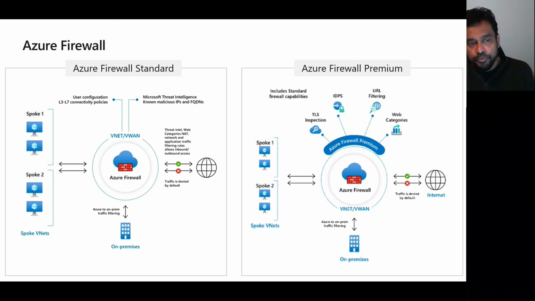It's a fully stateful firewall as a service with built-in high availability and unrestricted cloud scalability. It also provides east-west and north-south traffic inspection. There are two SKUs available, Standard and Premium. So if you look at Azure Firewall Standard and Premium, these are the two firewalls.